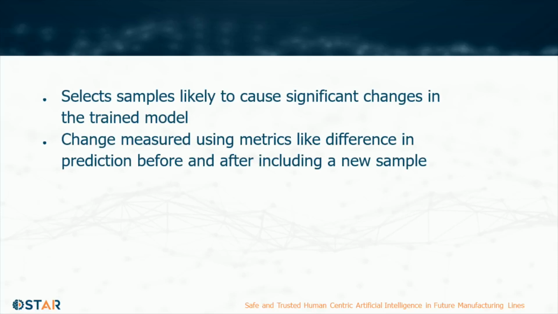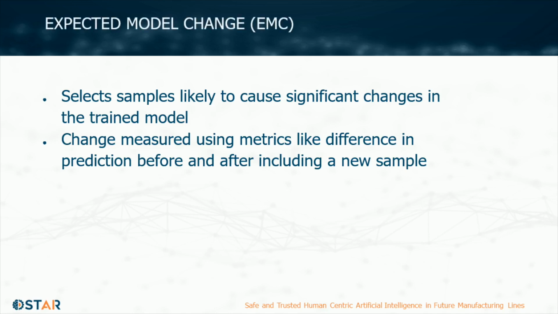2. Expected model change, EMC. The expected model change uncertainty sampling method aims to select the samples that are likely to cause the most significant changes in the trained model. The change in the model can be measured using various metrics, such as the difference between the current prediction and the prediction after including a new sample.